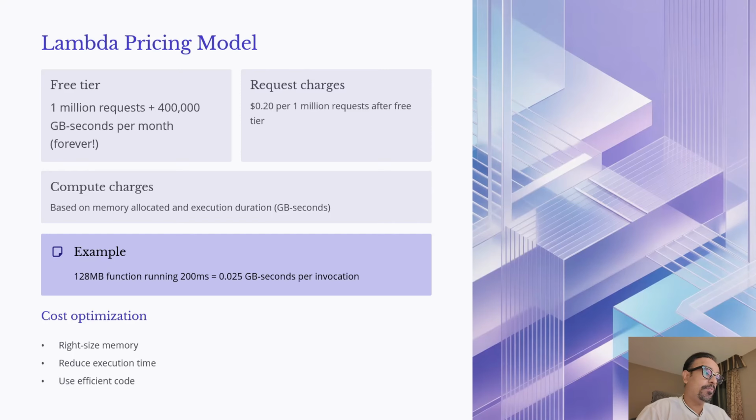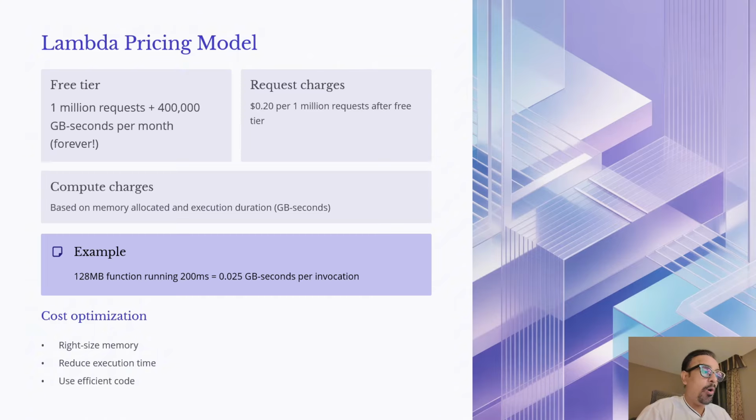Now let's understand how AWS Lambda pricing works and why it's one of the most cost-efficient services on AWS. Lambda has a permanent free tier which gives you 1 million requests and 40,000 GB-seconds of compute time per month. That is completely free forever. But these things keep on changing, so it's always best to check this on the official website. After that, the request charges are very minimal, just $0.20 per 1 million requests.